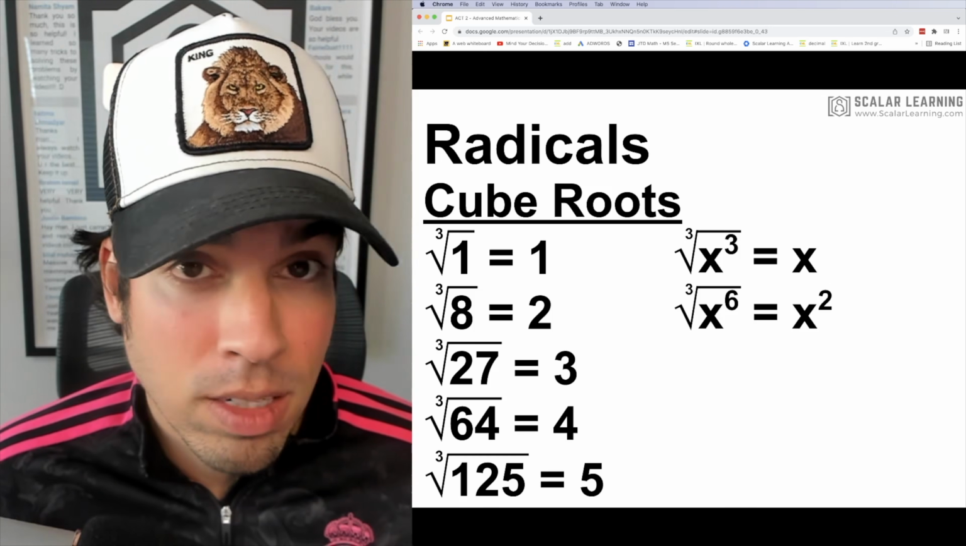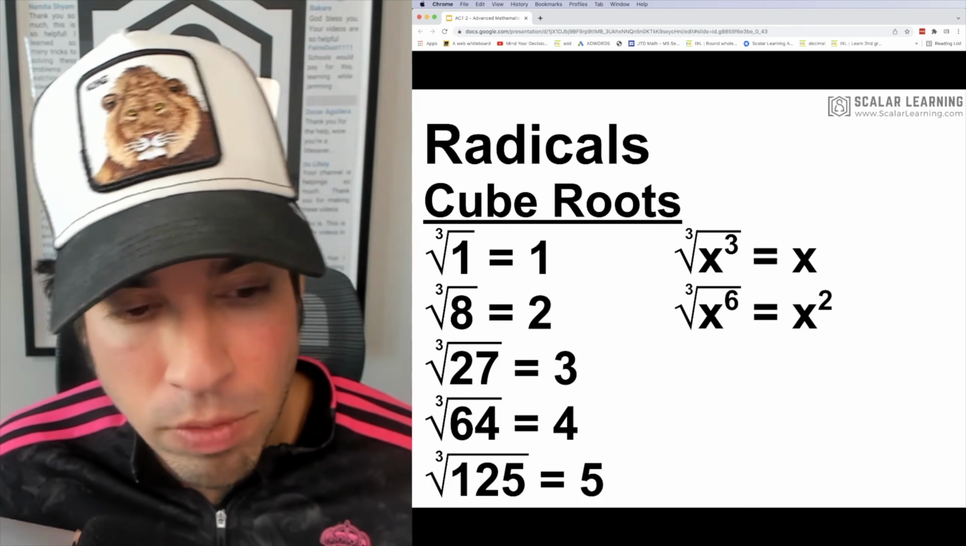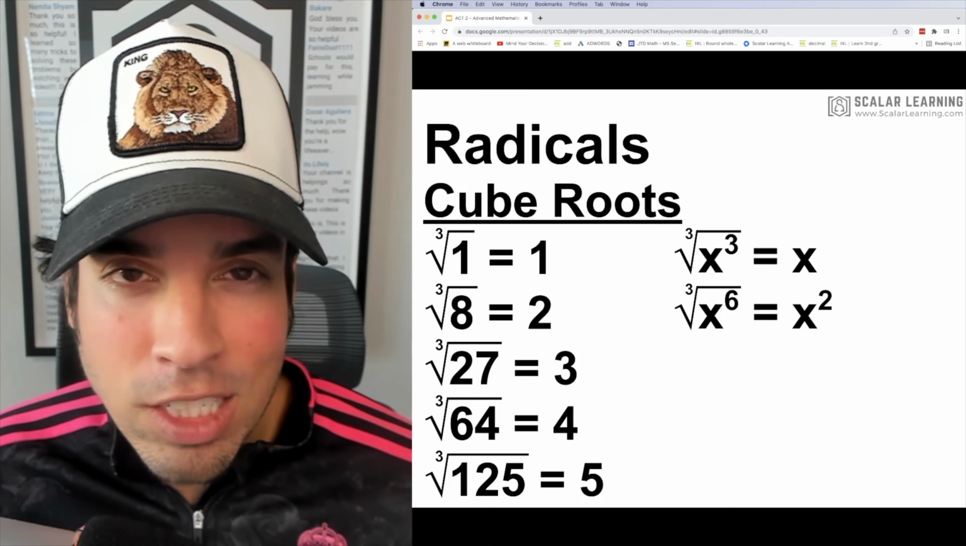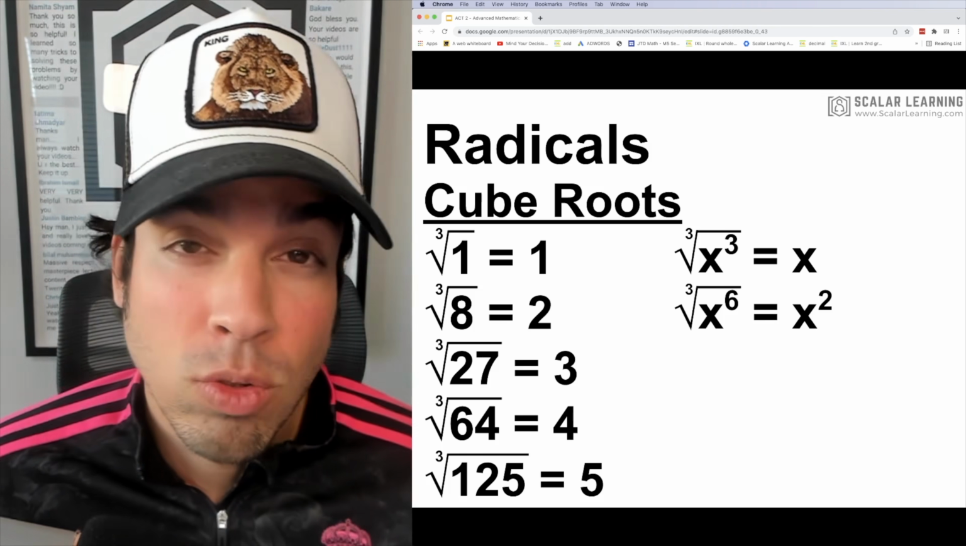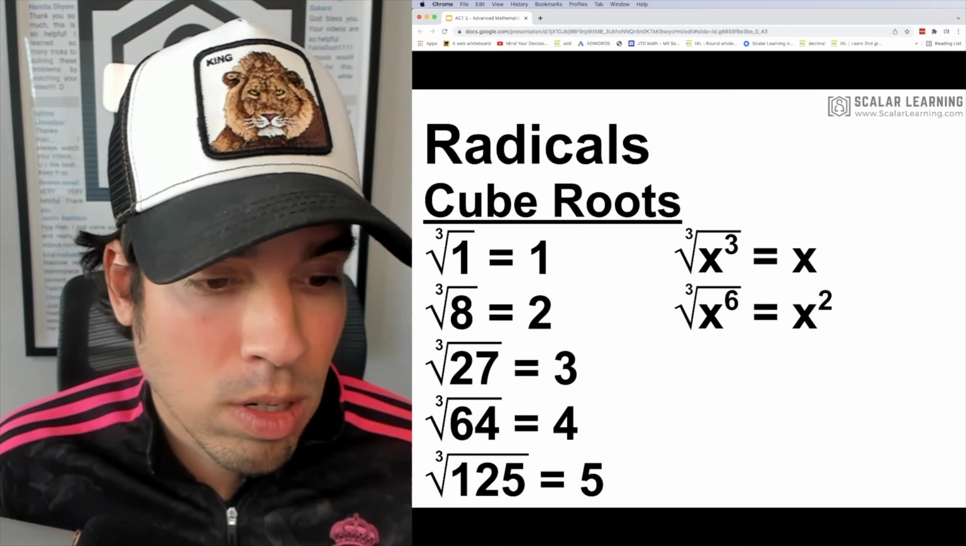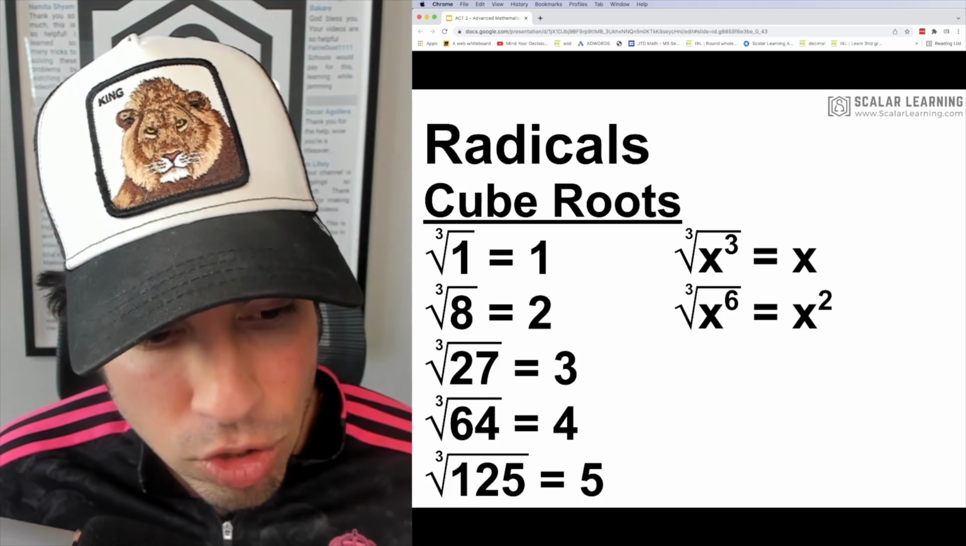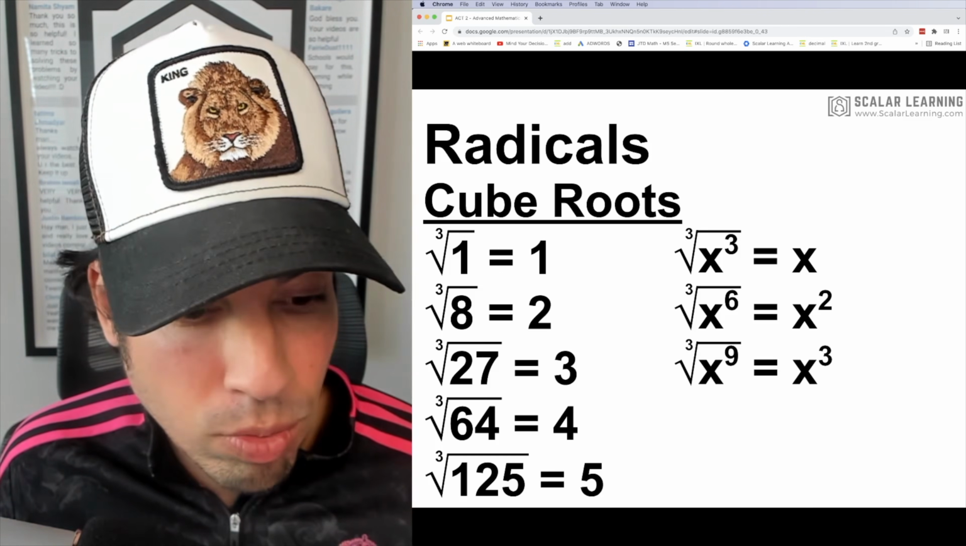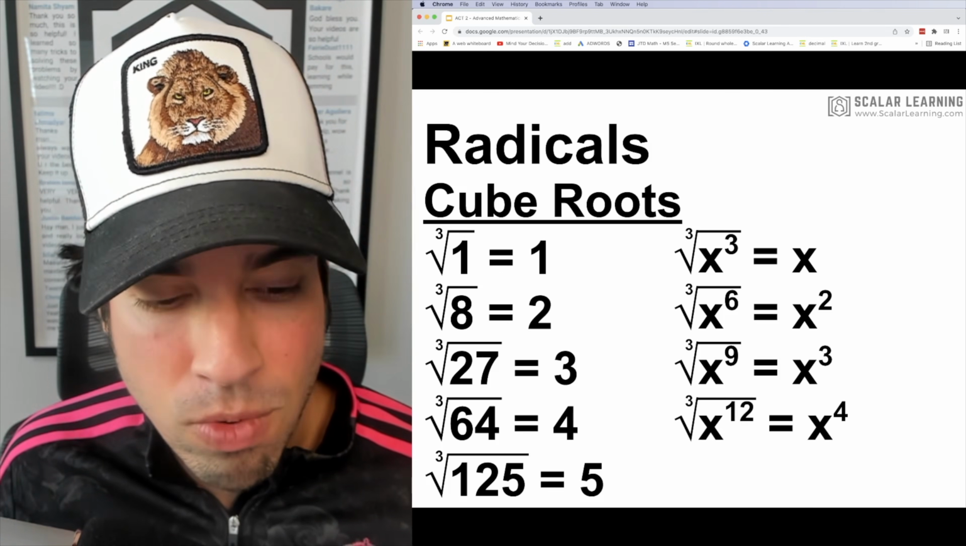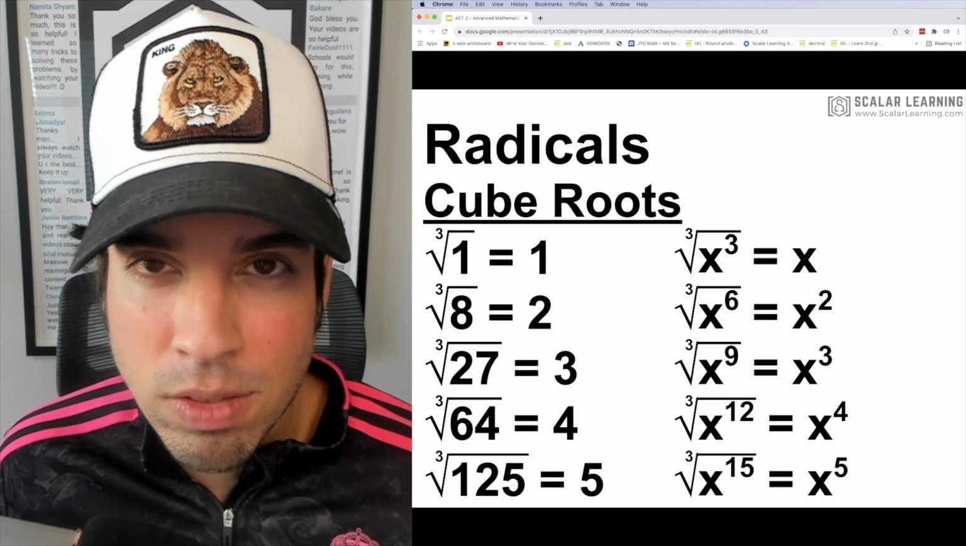The other way to think about it, if you want a shortcut of taking a cube root, a fourth root, whatever, is you take the exponent inside, which is 6, and you divide it by that radical number of 3. So 6 divided by 3 is 2, 9 divided by 3 is 3, 12 divided by 3 is 4, and 15 divided by 3 is, of course, 5.